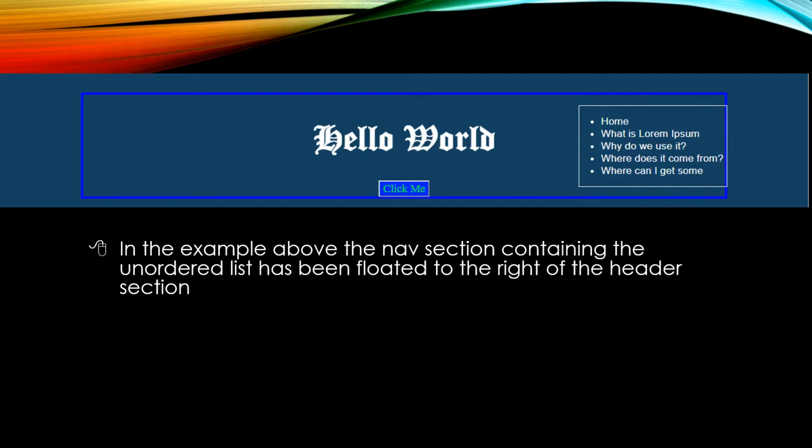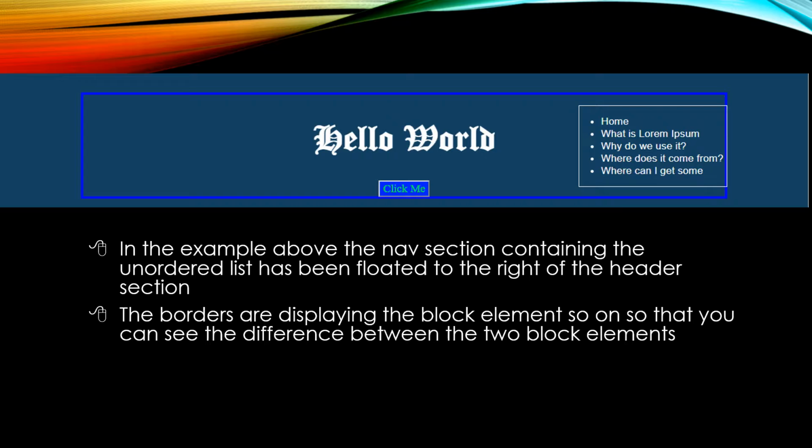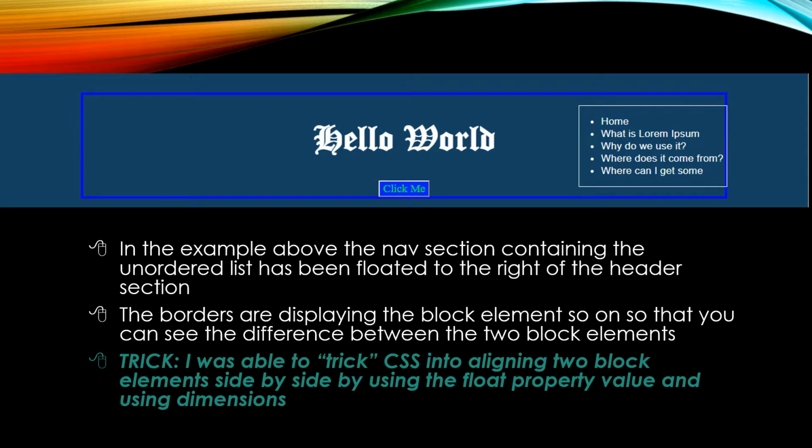In the example above, the nav section, which contains the unordered list, has been floated to the right of the header. The borders are displaying the block elements so that you can see the difference between the two block elements. The header block element has a blue border. The nav bar element has the white border. I have tricked CSS into aligning two block elements side by side by using the CSS styling float property value and using dimensions.